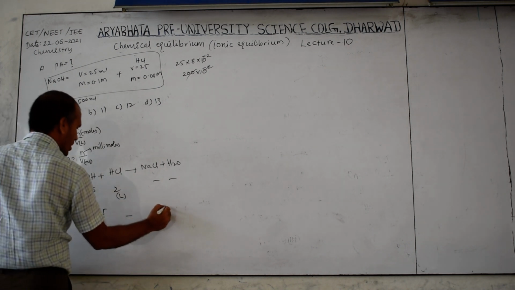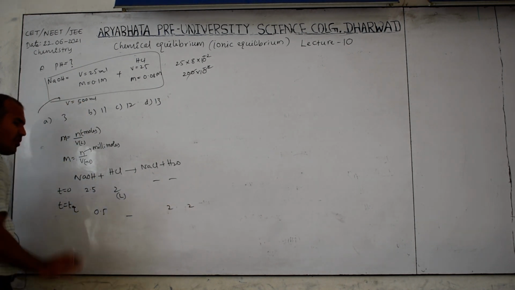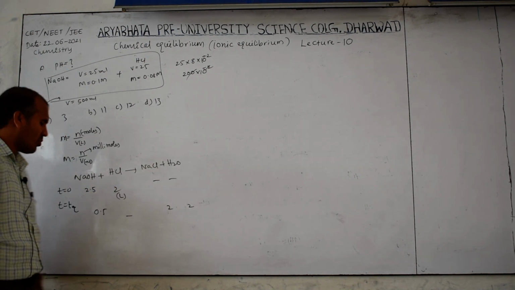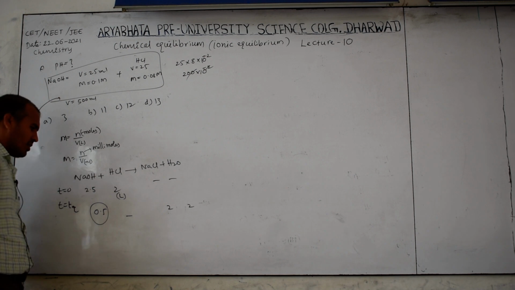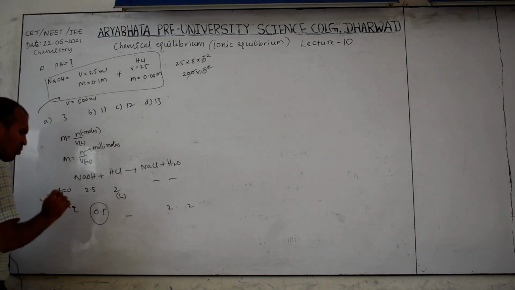Then here, 2 millimoles of NaCl form, and this is also 2 millimoles of water form. Then which is left here? The salt is neutral, pH 7, there is no change. The only thing left here is the excess NaOH, these are the millimoles.